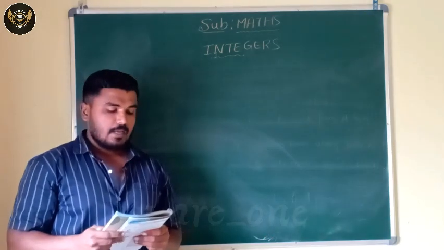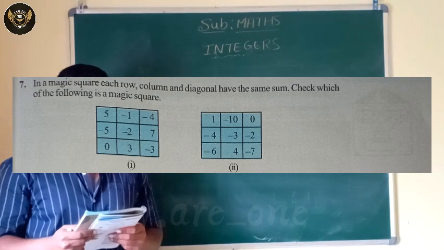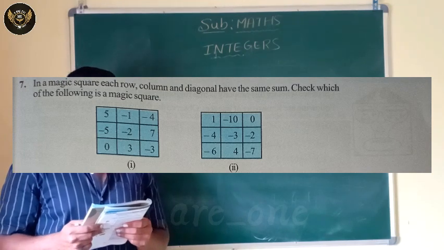Next, question number 7. In a magic square, each row and column and diagonal have the same sum. Check which of the following is a magic square.